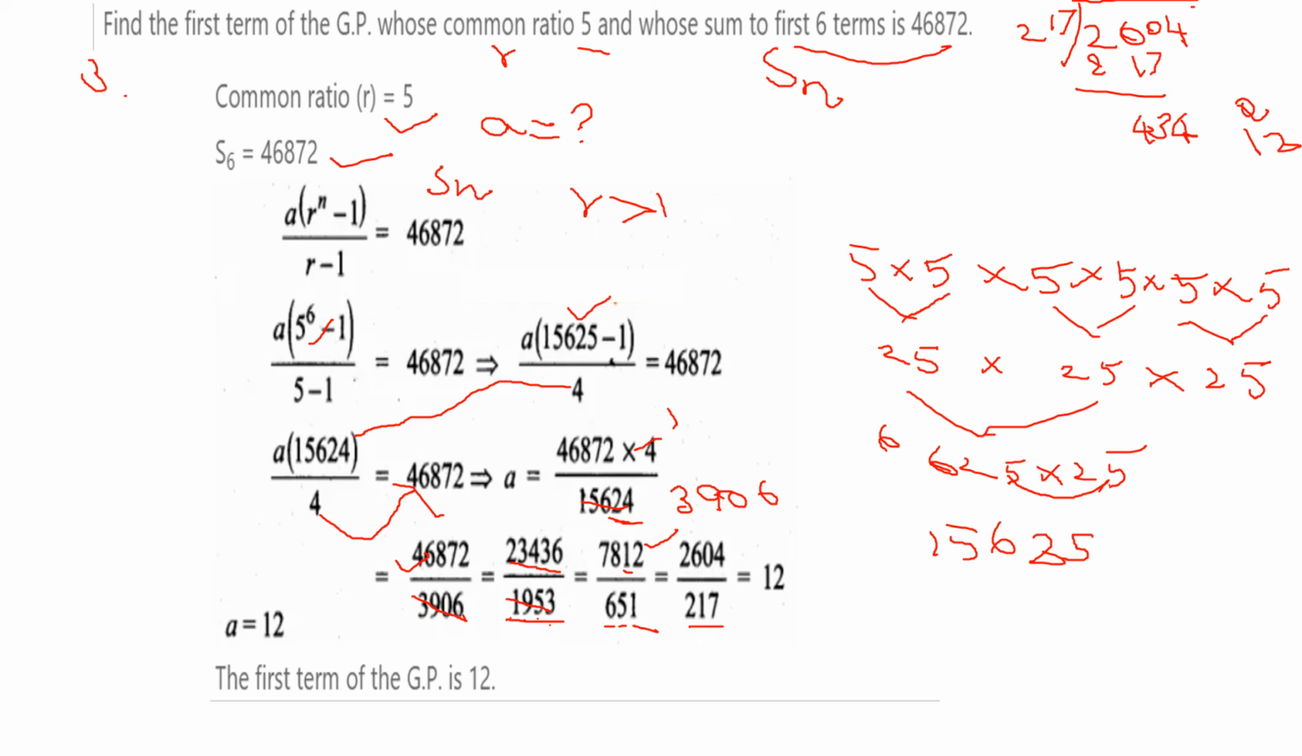217. 2 sevens are 14. 2 ones are 2 plus 1, 3. 2 twos are 4. So the quotient is 12. So the answer is 12. Therefore here A is 12. The first term of the GP is 12.